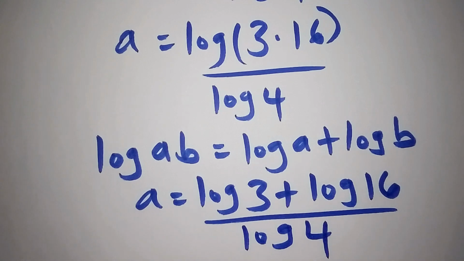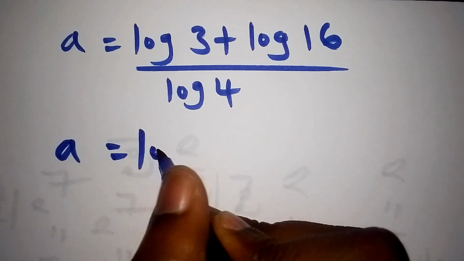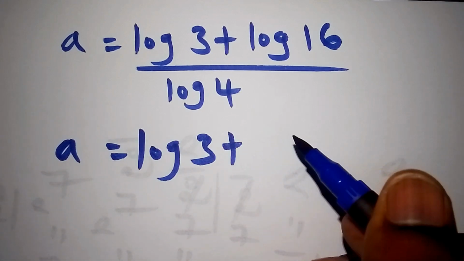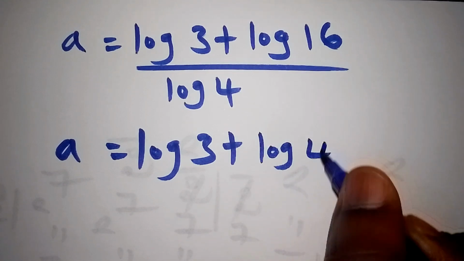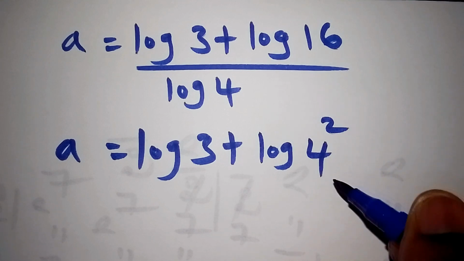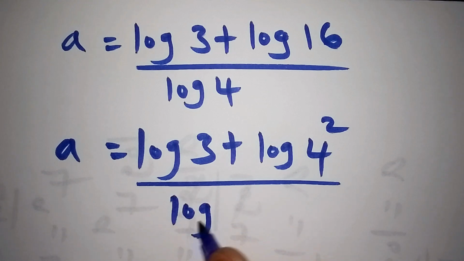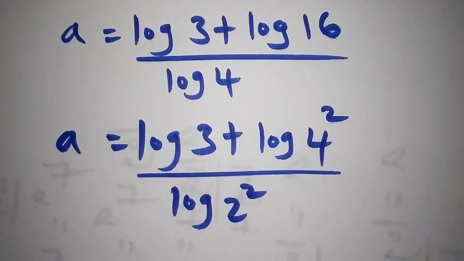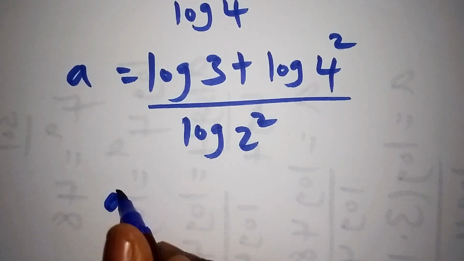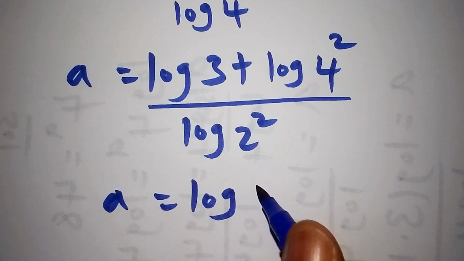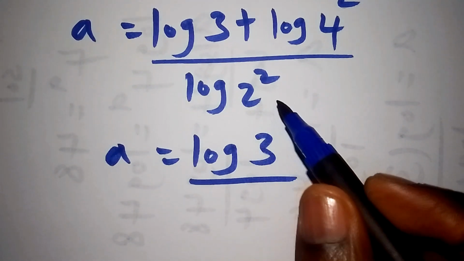Next, our value for a equals the log of 3 plus the log of 16, and let's write the log of 16 in power form. The log of 16 can also be written as the log of 4 to the power of 2, because 4 multiplied by 4 is 16. Then the log of 4 on the bottom can also be written as the log of 2 to the power of 2. From here, we divide both sides by the log of 2 to the power of 2.